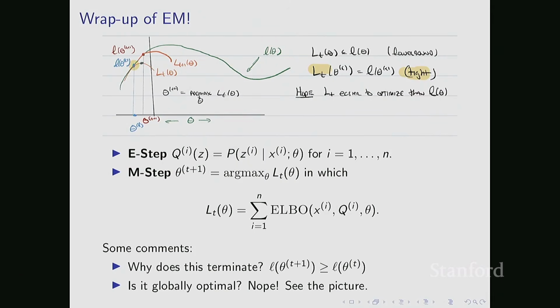Okay? Why does it terminate? Well, this was exactly the monotonicity discussion. You guys already nailed this, so you're way ahead of me. And the second is, is it globally optimal? No, because I told you I could draw whatever I wanted over here. It's a local method. Cool? All right, let's see it in action.